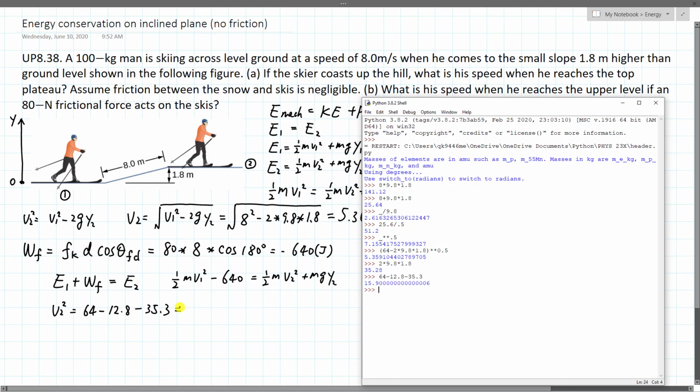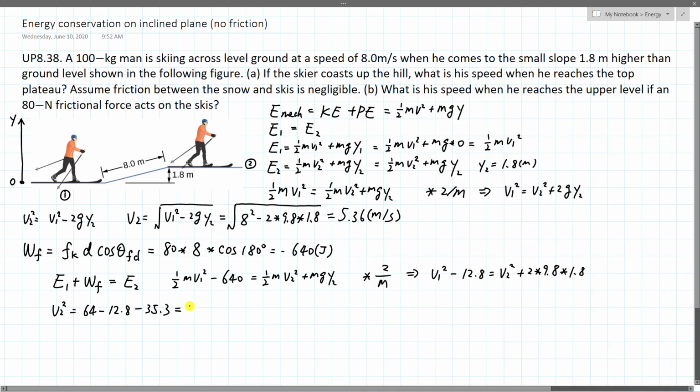And let's take a square root. 3.99. So 15.9 here. 15.9. And take the square root, 3.99 meters per second. And as compared to without friction, it is slower. That is what we expected.